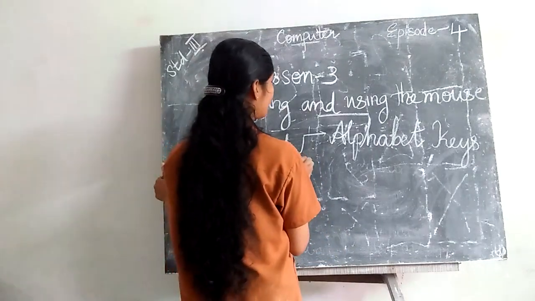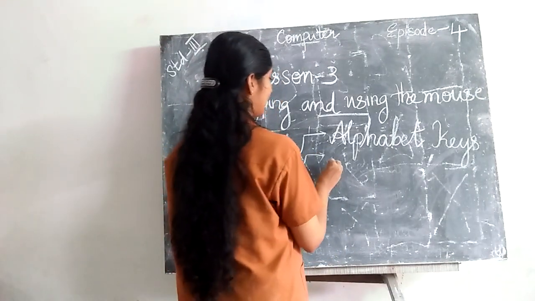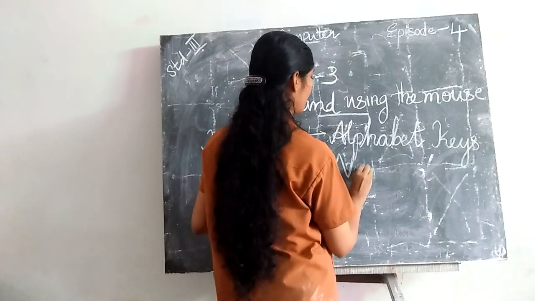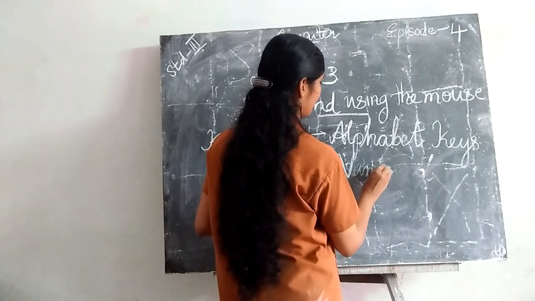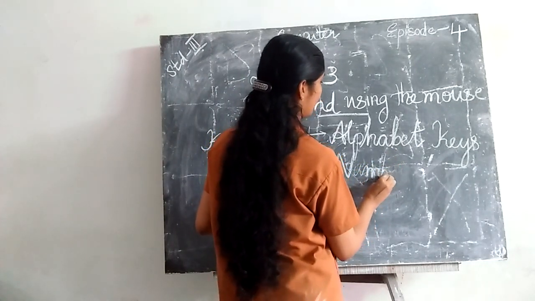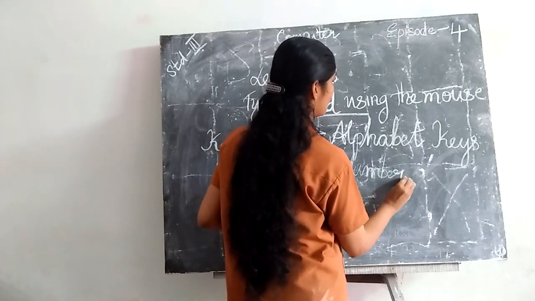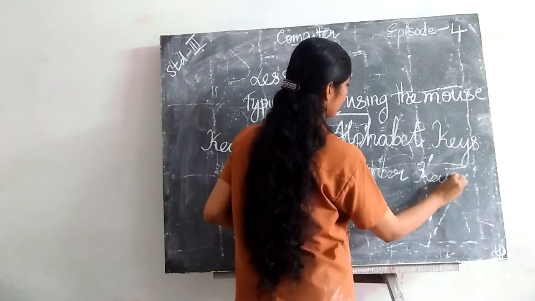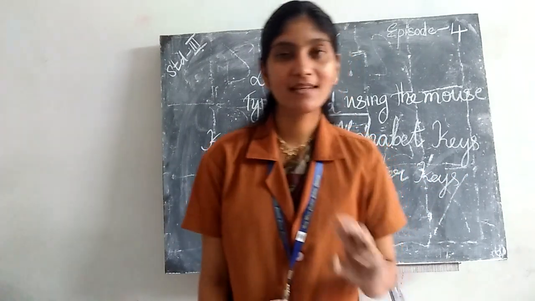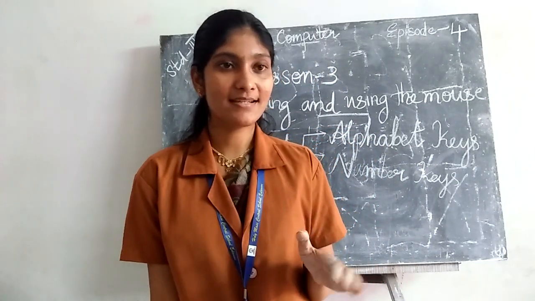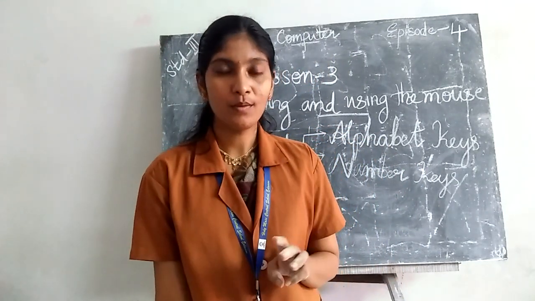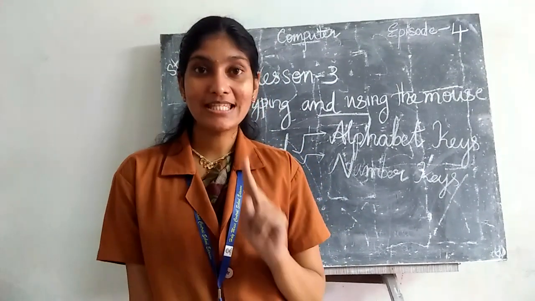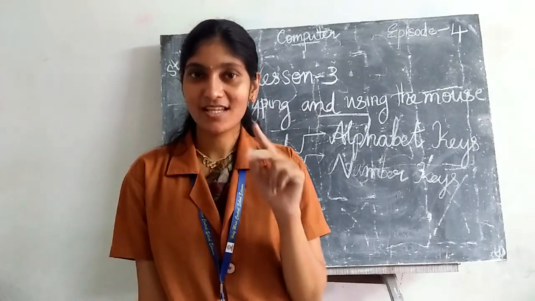So next key is what? Number keys. N, U, M, B, E, R. Number keys. So numbers means 1, 2, 3, etc. Numbers. So second type of key is number keys.